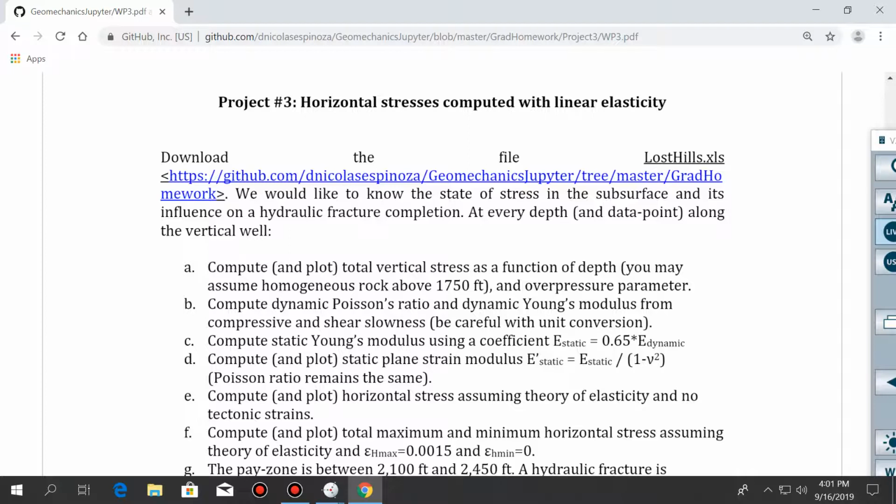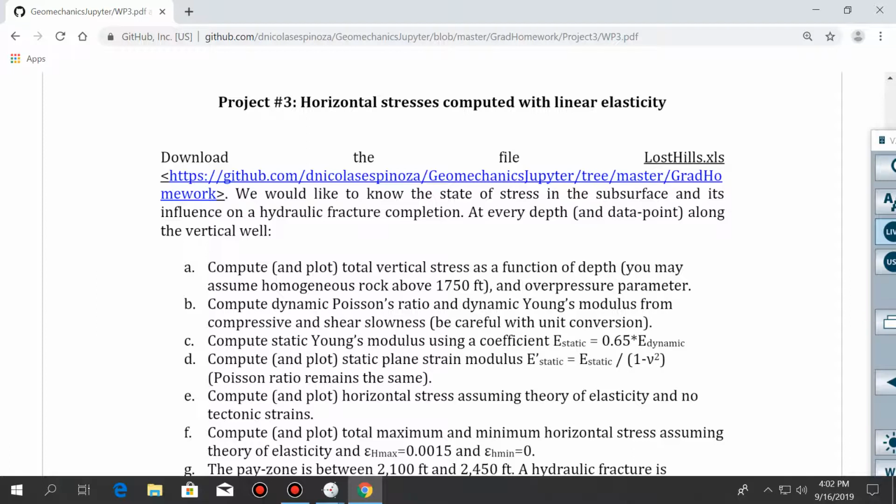And for this project, the objective is to build what is known as a one-dimensional mechanical earth model, which predicts horizontal stresses with the theory of linear elasticity. Many people argue that this might not be correct at some points and may not be super accurate, but still it's a very good exercise to understand what is the variation of the stresses as a function of depth and as a function of the mechanical properties of rocks.